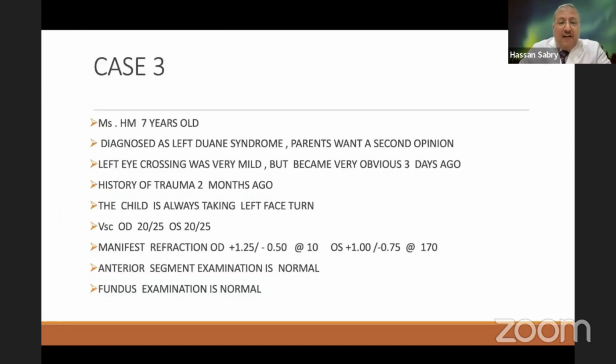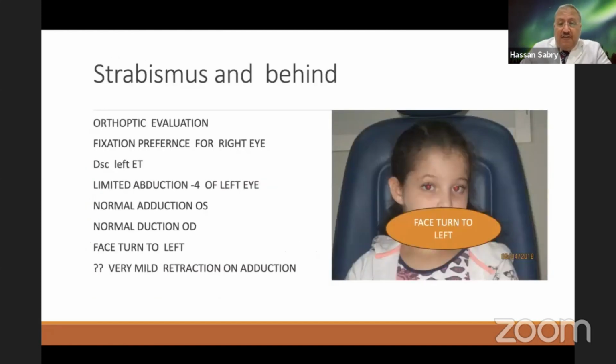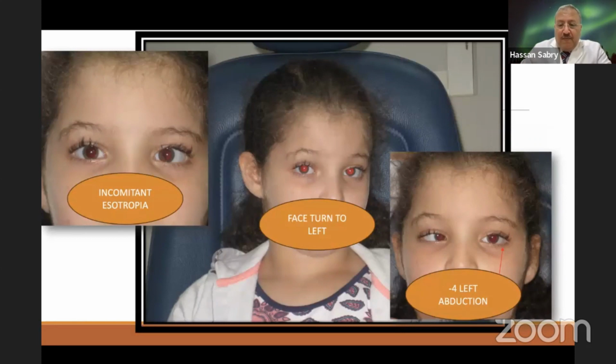Case number 3 is a patient, 7 years old, diagnosed as Duane syndrome of the left eye. But the parents said that she has always taken a left face turn, but the deviation increased recently. When you examine the fundus, it's normal. This is the patient, and she shows fixation with the right eye, left esotropia in the primary position. She has decrease in abduction of -4, normal adduction of the left eye, normal ocular motility of the right eye. She always takes a face turn, and she has very subtle retraction of the eye on adduction. This is her picture. You can see that she has left esotropia, the face turn to the left, and the defective abduction.